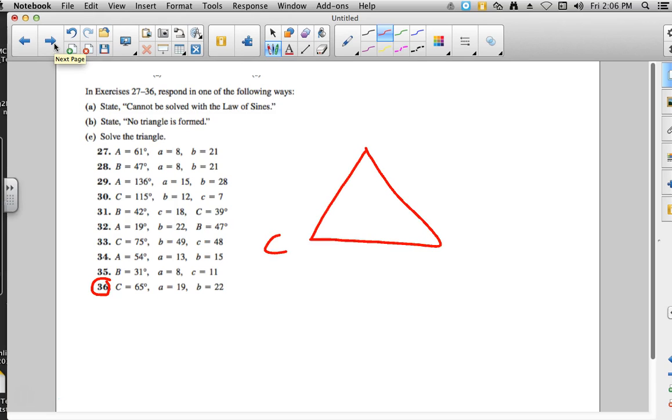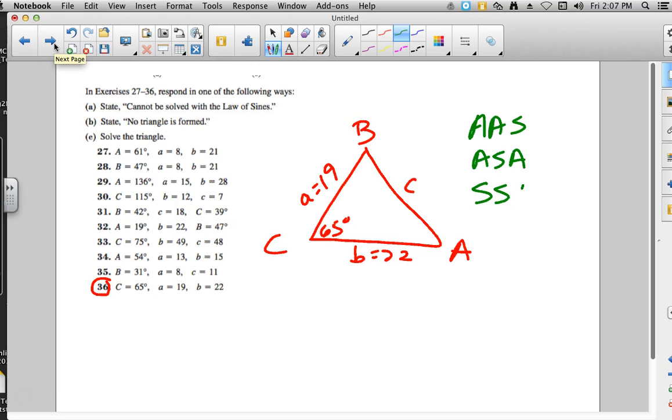So for 36, here's what it says. It says capital C is 65 degrees. What I absolutely know is that lowercase c is opposite that side. And then it says A is 19 and B is 22. So I can just kind of pick where those go. I'll make this one B, and I'll make this one A. Well, now I'm in trouble. And here's why. In order to use the law of sines, I have to be given this information. If I'm not given that information, then it can't be solved with the law of sines. I'm not going to be able to do it.